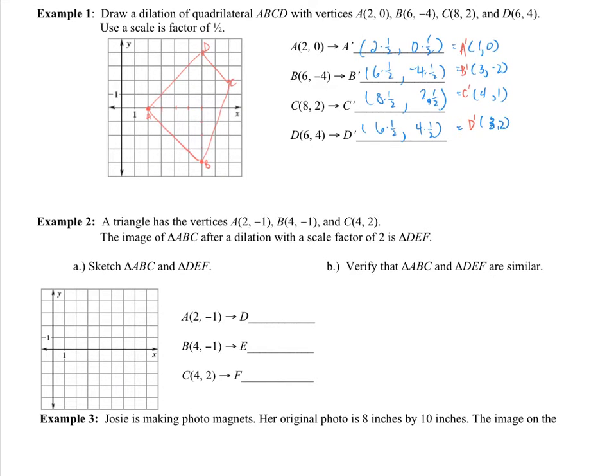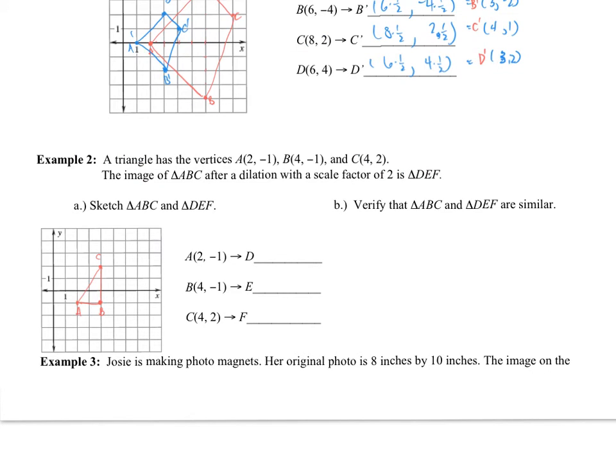Now, I'm going to label all my points A prime, B prime, C prime, and D prime as mentioned in lesson 6-2. And now I'm ready to graph the new image. So at 1, 0, 3, negative 2. So this would be A prime, B prime, and then 4, 1, 2, 3, C prime, D prime. And I'm going to connect the dots and form the new image.